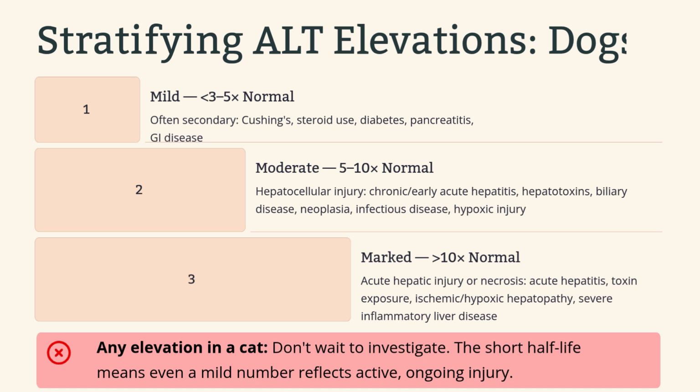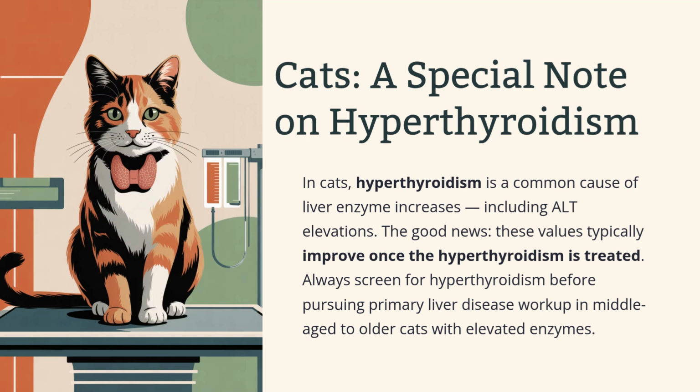And that suggests something like acute hepatic injury or necrosis. You want to prioritize acute hepatitis, toxins, something like ischemic or hypoxic damage to the liver, or really severe inflammatory disease. So with any elevation in a cat, don't wait to investigate, because that short half-life does mean that even a mild number reflects some active ongoing injury. And again, like I mentioned earlier, hyperthyroidism is a common cause of ALT elevations in cats, and it does improve once that hyperthyroidism is treated.